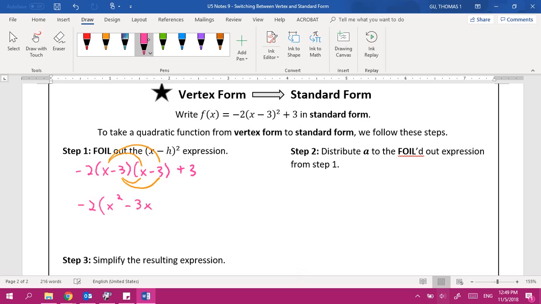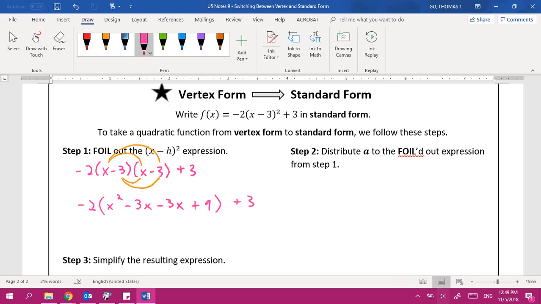-3x. Good. Okay, we took care of both of those, so now let's go to the bottom. We got -3 times x. -3x. And you always should see one repeating term because we have it squared in the first place. If you don't see that, you did it wrong. And then last, we got -3 times -3. Positive what? 9. There we go. And then don't forget the +3 at the very end.